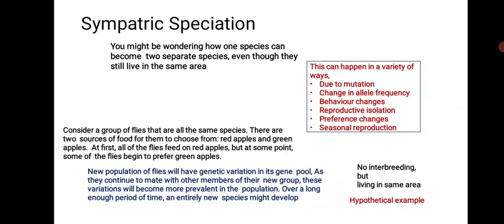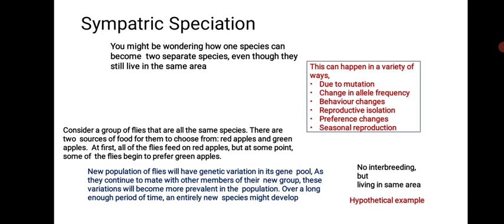You might be wondering how one species became two separate species even though they still live in the same area. This can happen in a variety of ways due to mutation, change in allele frequency, behavior change, reproductive isolation, preference change, and seasonal reproduction. Consider a group of flies that are all the same species.